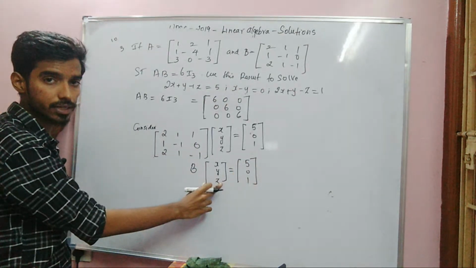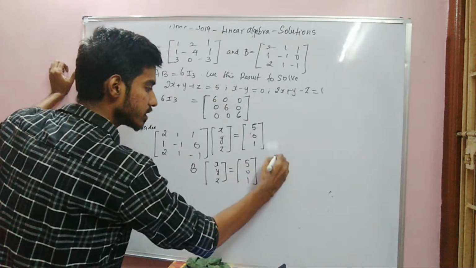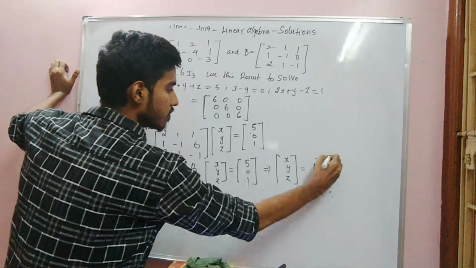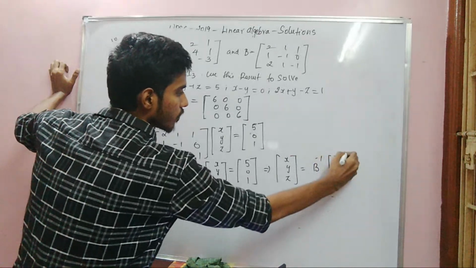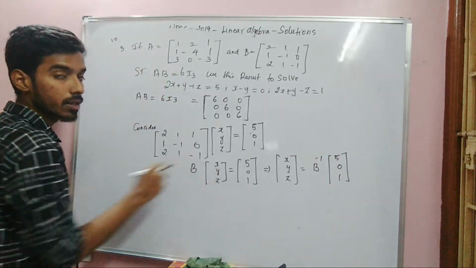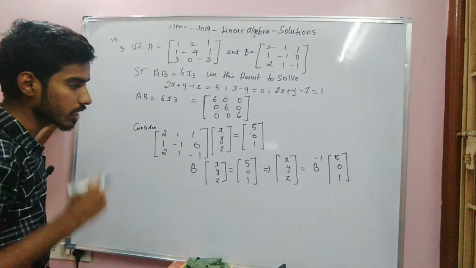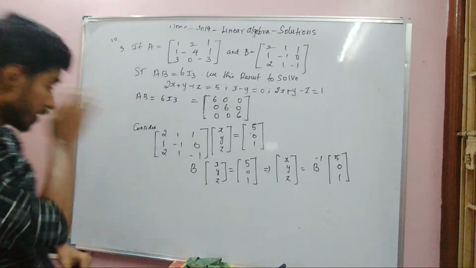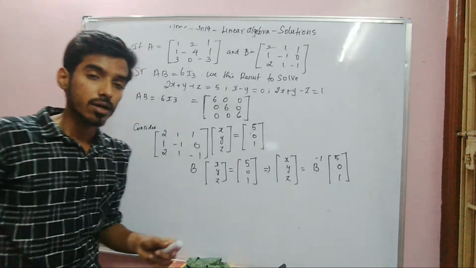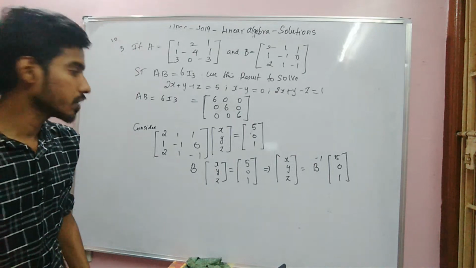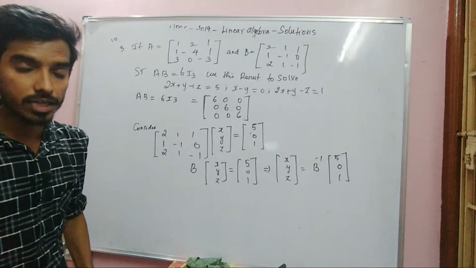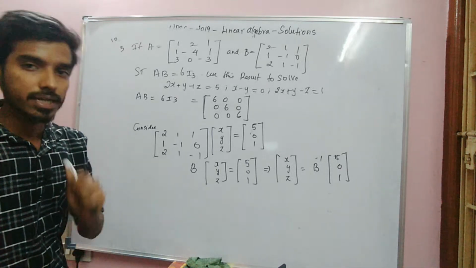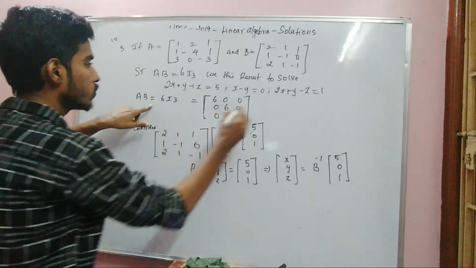In order to find x, y, z by the matrix inversion method, I can write x, y, z as B inverse into 5 0 1. So to find x, y, z, I need to find B inverse into 5 0 1. To find B inverse, you can use the formula: 1 by determinant of B into adjoint of B. So you need to find the determinant and the adjoint for this matrix, but you should not do that, right? It will take time.